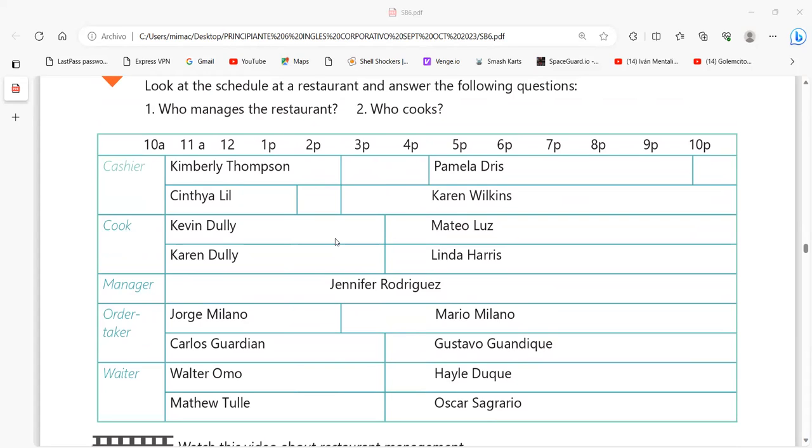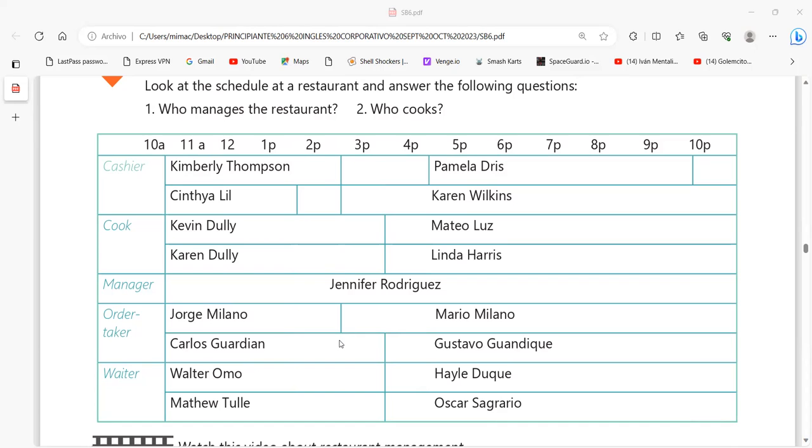Kevin, Karen, Matthew, and Linda. So they have 4 chefs. Yes? 4 cooks. Excellent. And if you notice, they have different employees, at least 4. Yes? For the different positions, only manager is 1, yeah? There is only 1 manager.